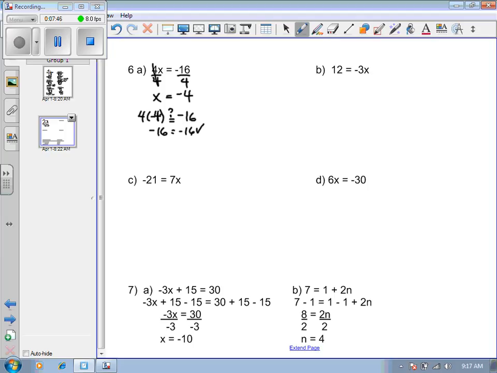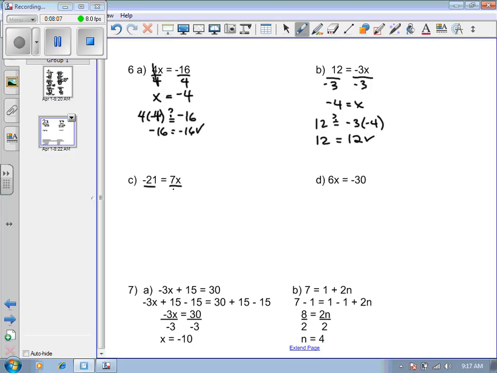B, 12 equals negative 3x. We have to get the x by itself, so we're going to divide both sides by negative 3. We get negative 4 equals x. We can check: 12, is that equal to negative 3 times negative 4? 12 equals 12, because a negative times a negative gives you a positive.